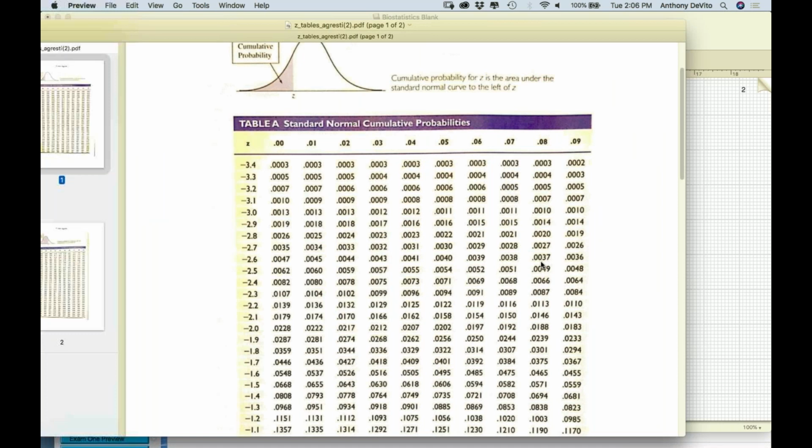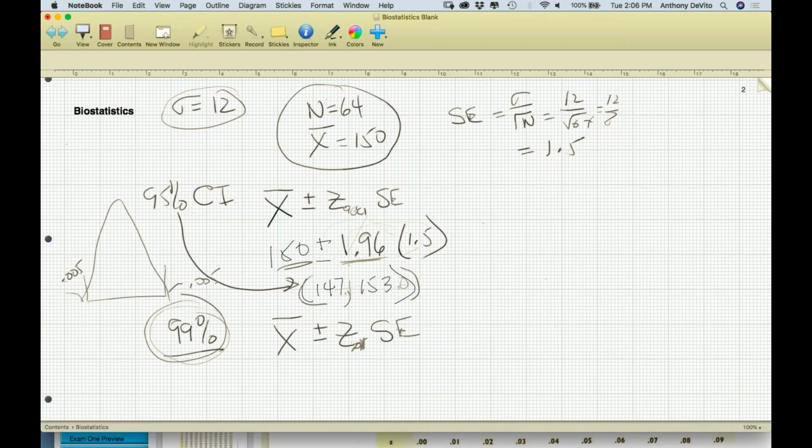I'm going to use 0.0049. We could use either one of these two, 51 or 49. And look, what is the z-score that you need to have that small an area at that end? That's going to be 2.58. So instead of using 1.96, we use 2.58. So X bar is going to be 150 plus or minus 2.58 times my standard error, which is still 1.5, right?